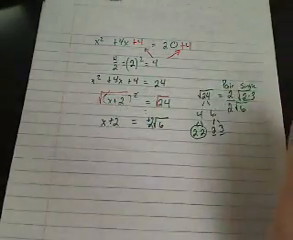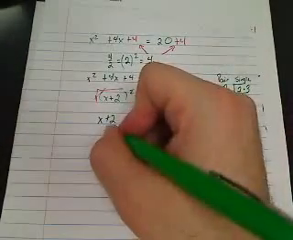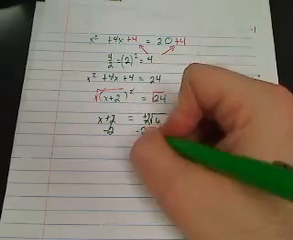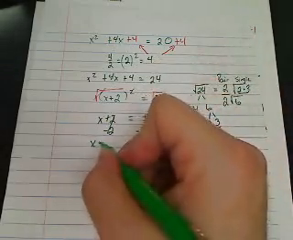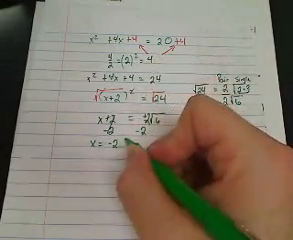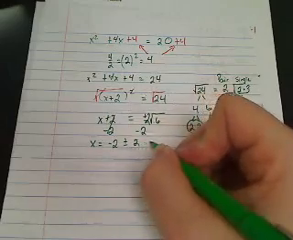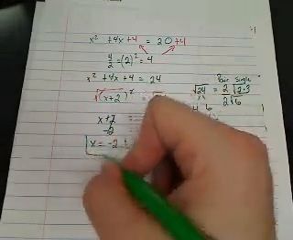I still need to isolate the x, so I would now subtract 2 on each side. And so we have negative 2 plus or minus 2 square root of 6 as our answer.